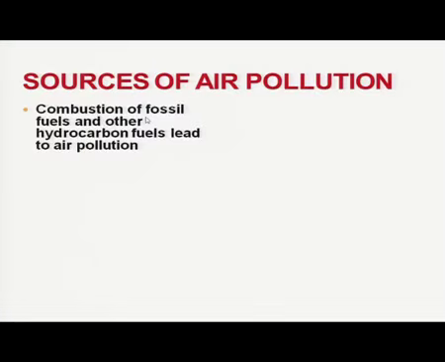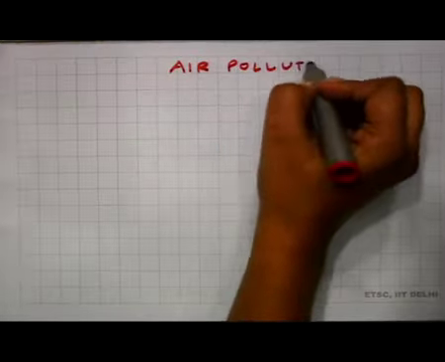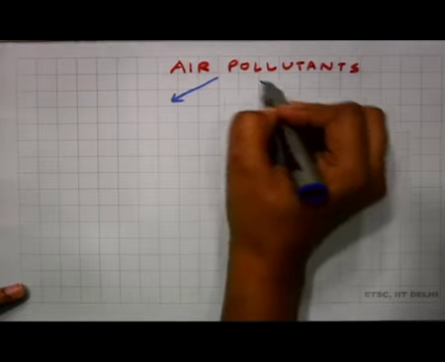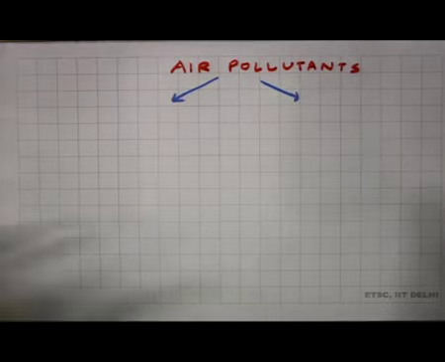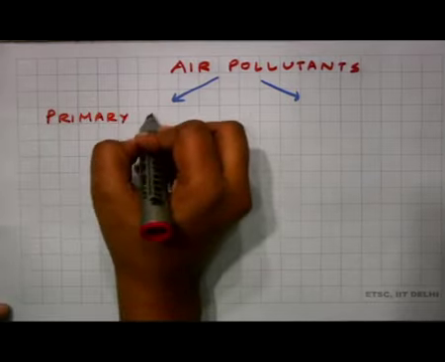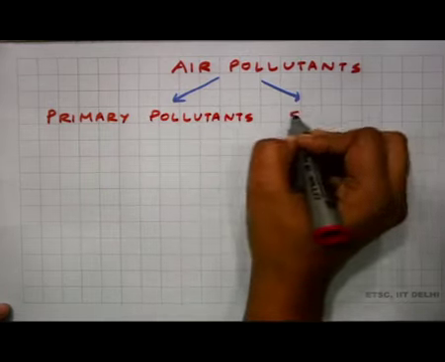Now, coming to the sources of air pollution. Combustion of fossil fuels and other hydrocarbons basically leads to air pollution. These pollutants can be of two types. The air pollutants can be categorized into two types: the primary pollutants and secondary pollutants.